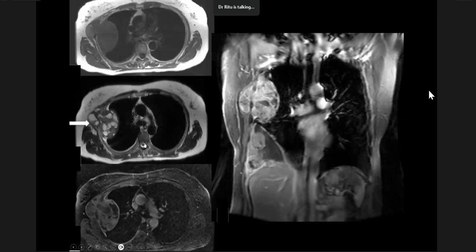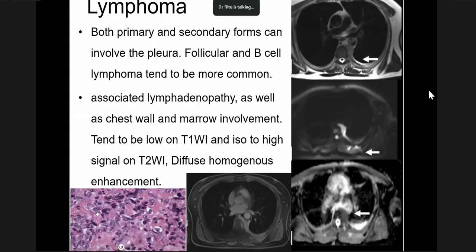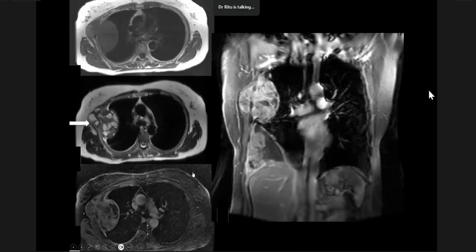Here's an example of a synovial sarcoma, and you can see T1 dark, and on T2 you have all three elements, which is called the triple sign on MRI, and then the solid component tends to enhance more so than the cystic component.